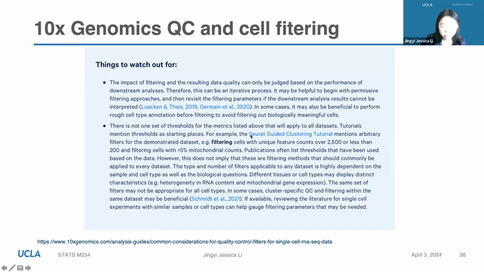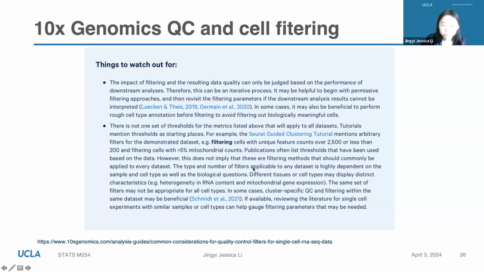For example, the Seurat guided clustering tutorial, which we just looked at today, mentions arbitrary filters for the demonstrated data set. That is, filtering cells with unique features count over 2,500 or less than 200, and filtering cells with larger than 5% mitochondrial count. Publications often list thresholds that have been used based on the data. However, this does not imply that these are filtering methods that should commonly be applied to every dataset.